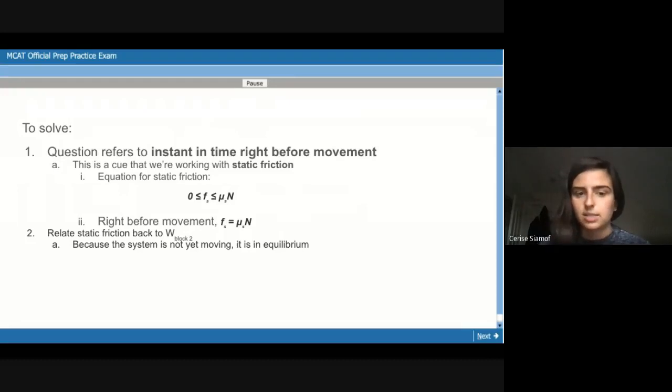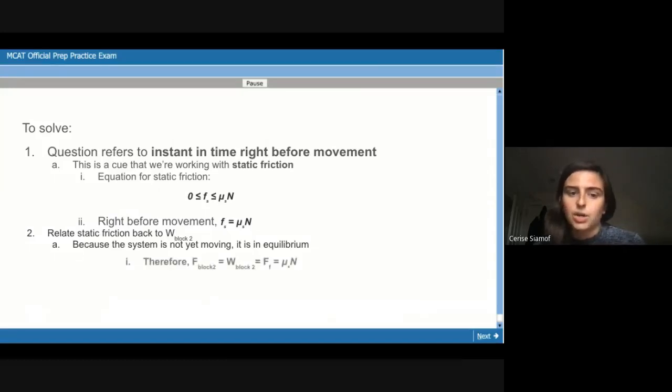So then at the instant right before a movement, the force of static friction will be equal to the coefficient times the normal force. And then to get to the final answer, you have to relate static friction back to the weight of block 2. Because the system is not yet moving, it's in equilibrium. Therefore, the force that is trying to force the block to move is equal to the friction force. The force that would be causing the block to move is the weight of block 2, and that's equal to the force of friction, which is equal to mu s n.